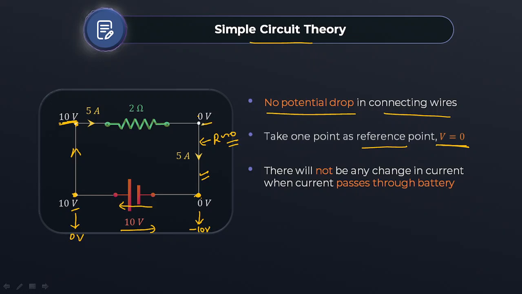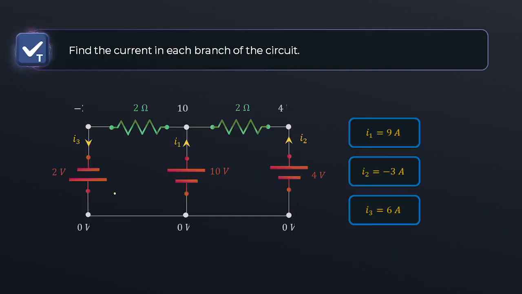From here to here, again it will be the same. And when we cross the resistor and battery, only then there will be a change in potential. Okay, so there will not be any change in current when current passes through the battery. For the battery, the current will be the same, only the potential will change. So let us solve a question, a very simple question we have to solve.